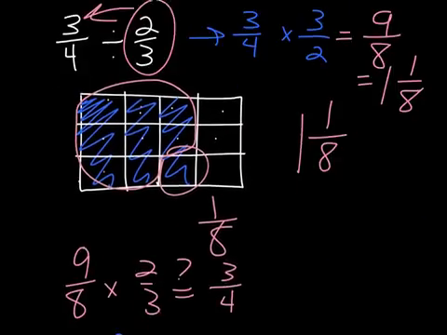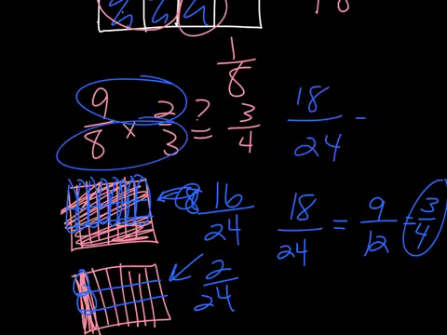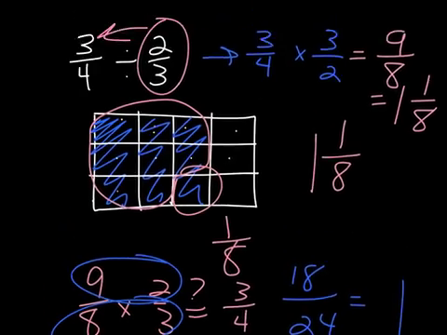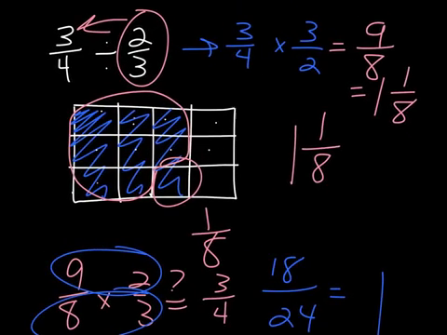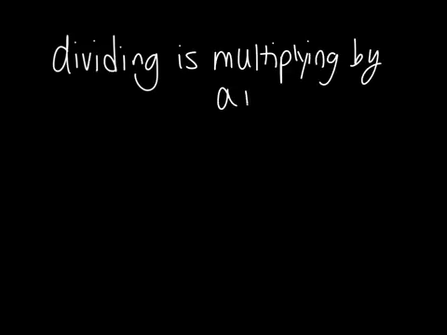We should get 3/4. And again, let's make sure that's right by multiplying. So 9 times 2 is 18. 8 times 3 is 24. And again, that reduces to 3/4. So that kind of shows a little harder example on how division works. So the rule in general is dividing is multiplying by a reciprocal. By a reciprocal. So that's really important.